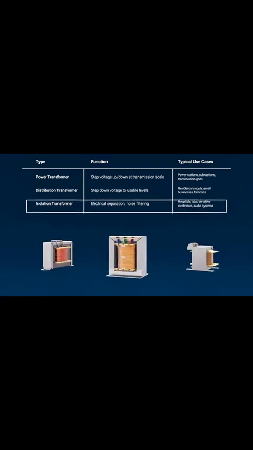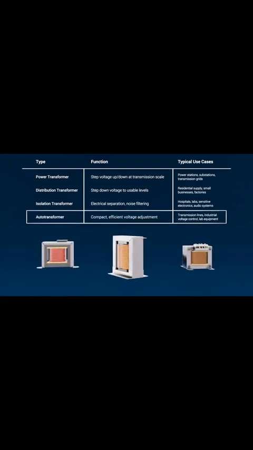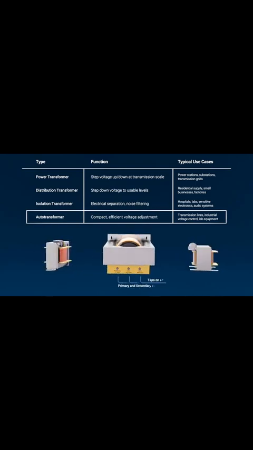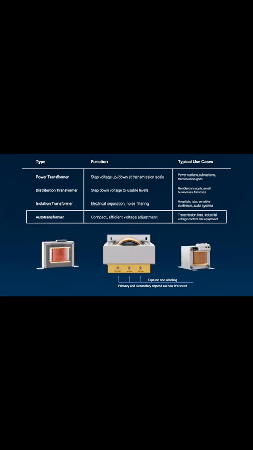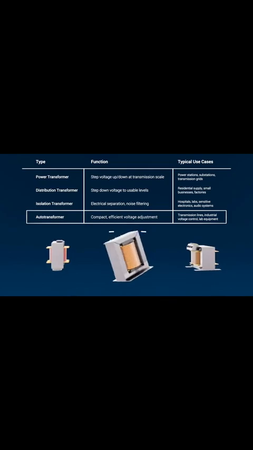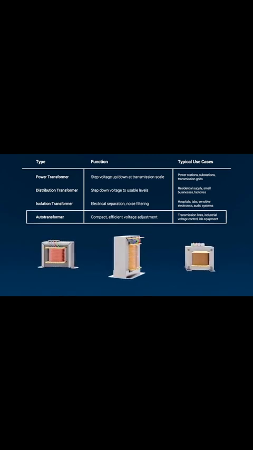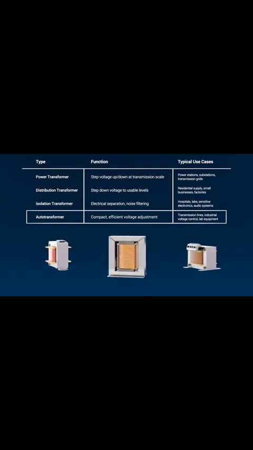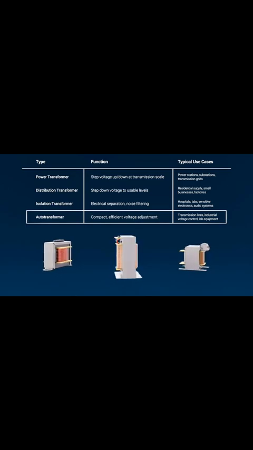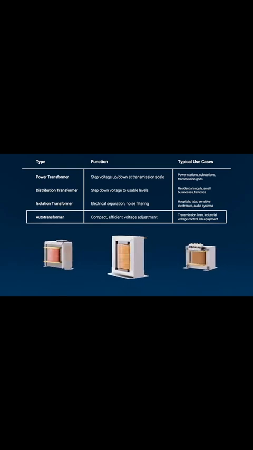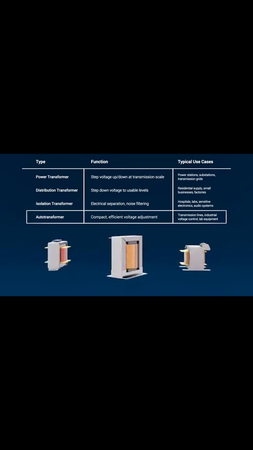Finally, there are autotransformers. Instead of two separate coils, they use a single coil tapped at different points to act as both primary and secondary. This design saves copper and space, making them more compact and efficient for certain applications, like adjusting voltage in long transmission lines or providing variable voltage in labs. However, because there's no full isolation between output and input, they're less suited where safety separation is essential.